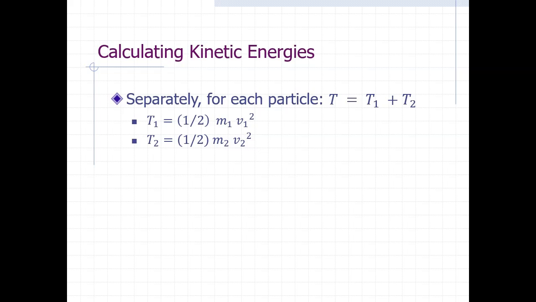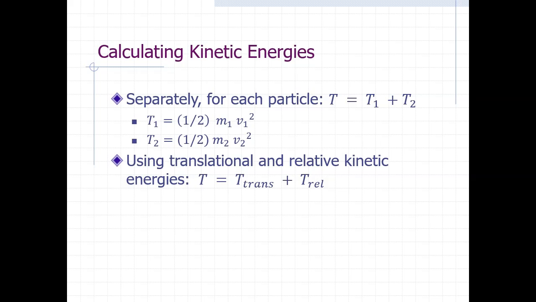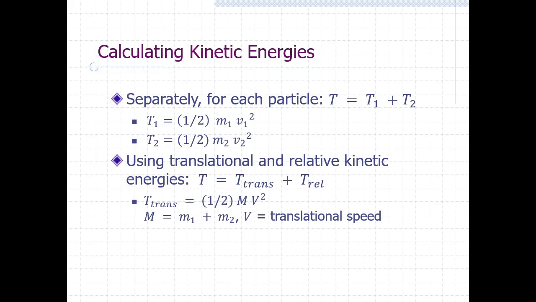We can also get the total kinetic energy by adding up the translational and relative kinetic energies. The translational energy is 1/2 times MV squared. In this formula, we use the total mass, shown here as uppercase M, and the translational speed, shown here as uppercase V. Translational speed is the speed associated with the overall movement of the two particles as tracked through the movement of their center of mass.